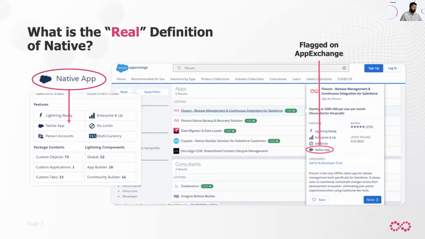So you can say whatever you want. Pick on one of my competitors here who's saying that they're a native DevOps solution, but when you go to the AppExchange, what you'll find is that's not really true. So if you are in the market for a bulletproof, bullet-resistant DevSecOps solution built on Salesforce, look for the native app, and the only one you'll find today is Flowsum.